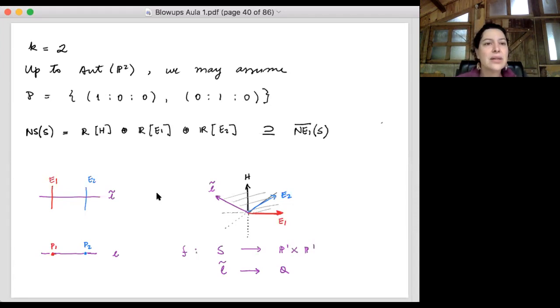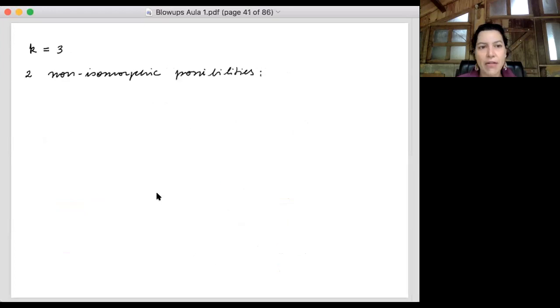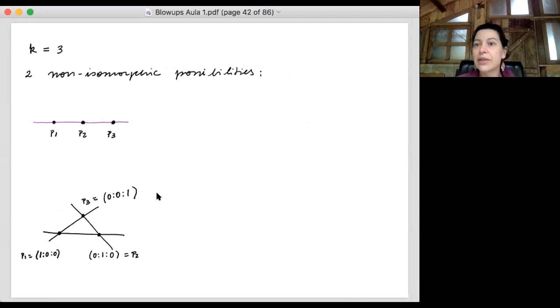Okay, so this was when we have 2 points, and now when we have 3 points, we start to have non-isomorphic possibilities. In this case, we have 2 non-isomorphic possibilities. The first case is when the 3 points lie on a line. And the second case is when the 3 points do not lie on a line, so they can be thought of as the vertices of the coordinate triangle. Okay, and let's look at what happens in these 2 cases separately.